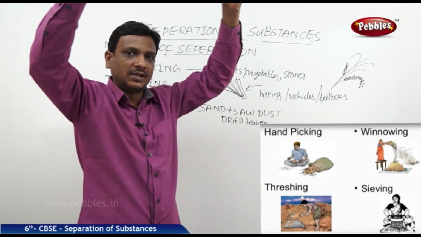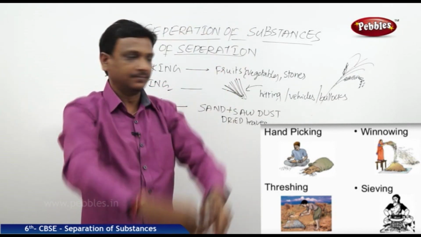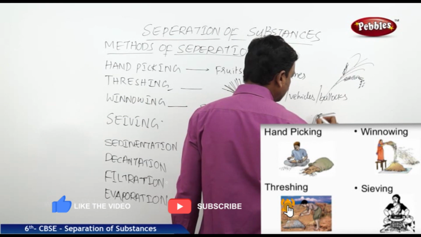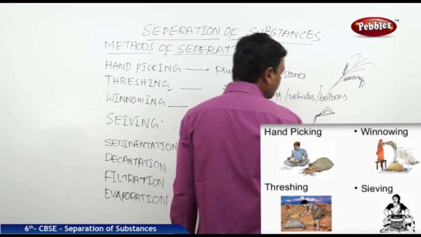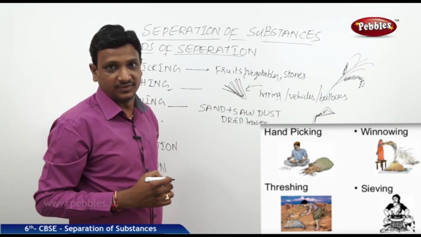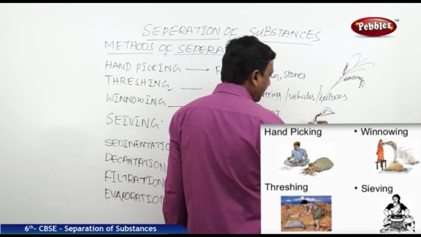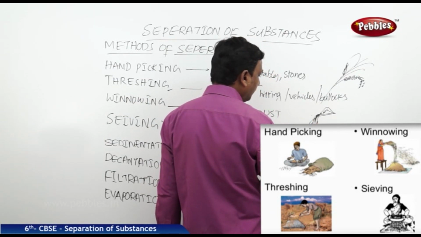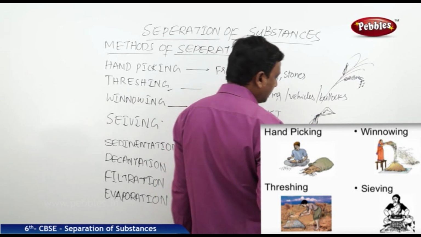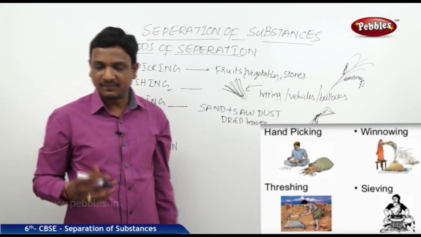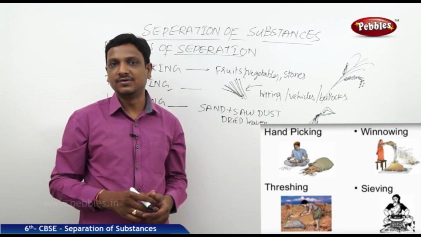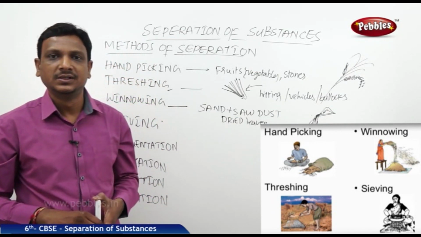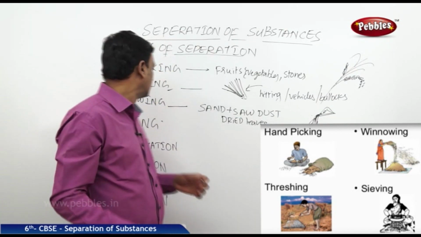You are tilting the plate. Now the contents of the plate are slowly falling, like this. When they are falling, because of the wind, you find that the heavier particles like sand will fall here and the lighter ones are blown to some other side. So while falling down, they fall separately because of the lightness and heaviness of their weights. In this way you can separate them. This is called winnowing.